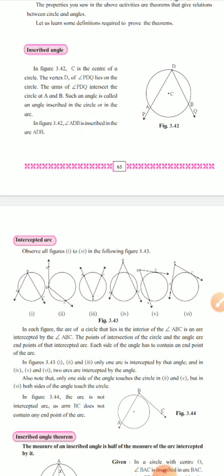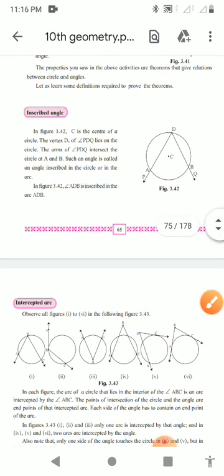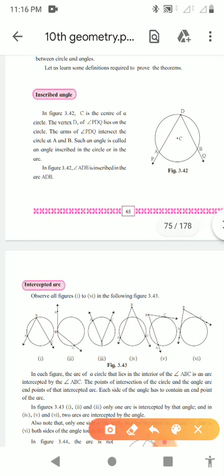The Circle chapter is basically the largest chapter among all the chapters in your geometry section. Next we will see a concept we commonly call the inscribed angle. In this diagram, a circle is drawn with center C. The vertex D of angle PDQ lies on the circle itself.